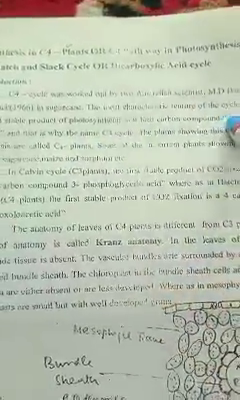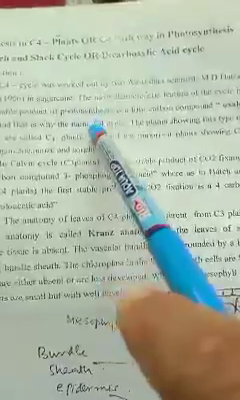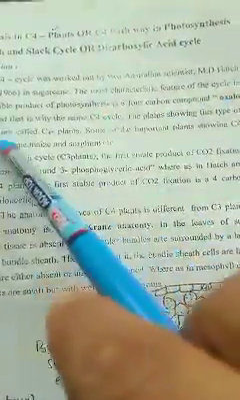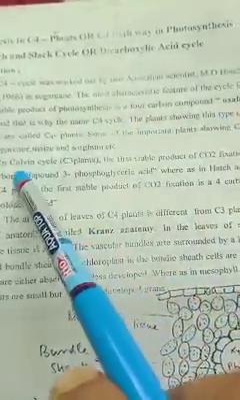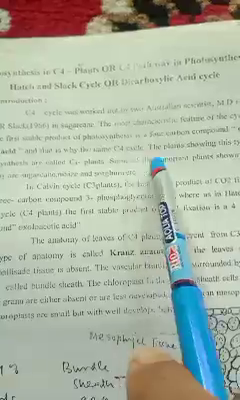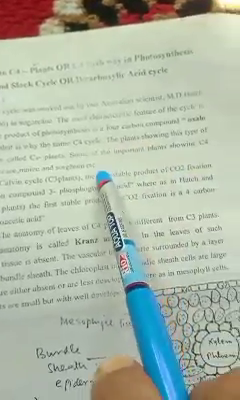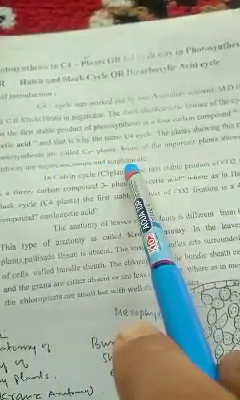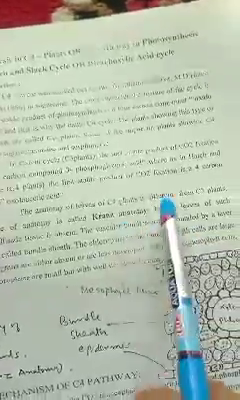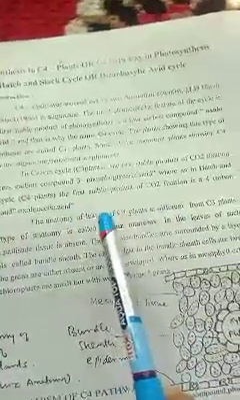The most characteristic feature of the cycle is that the first stable product of photosynthesis is a 4-carbon compound, oxaloacetic acid, and that is why the name C4 cycle. The plants showing this type of photosynthesis are called C4 plants, such as sugarcane, maize, sorghum, euphorbia, etc. In the Calvin cycle, that is C3 plants, the first stable product of carbon dioxide fixation is a 3-carbon compound, 3-phosphoglyceric acid, whereas in the Hatch and Slack pathway it is a 4-carbon compound, oxaloacetic acid.